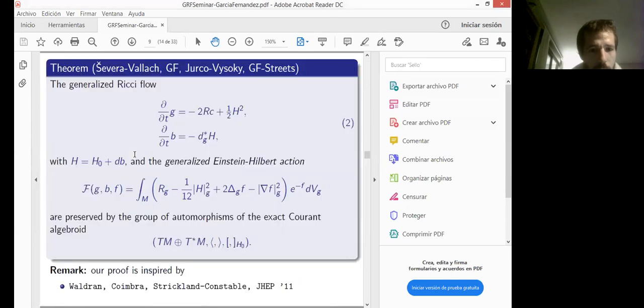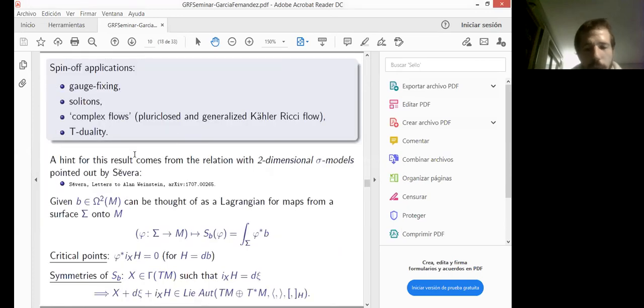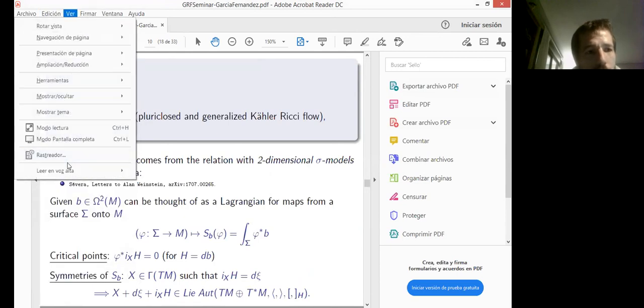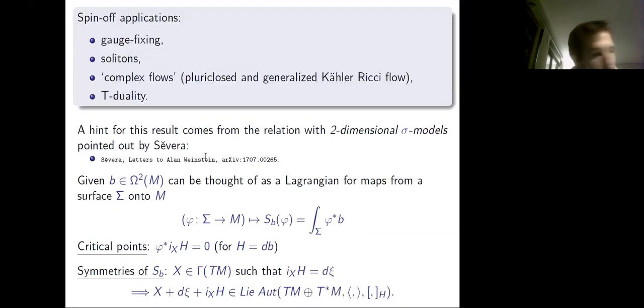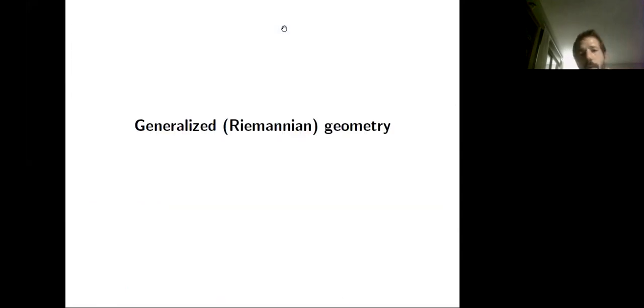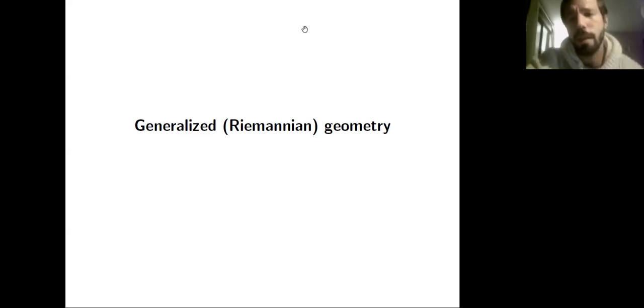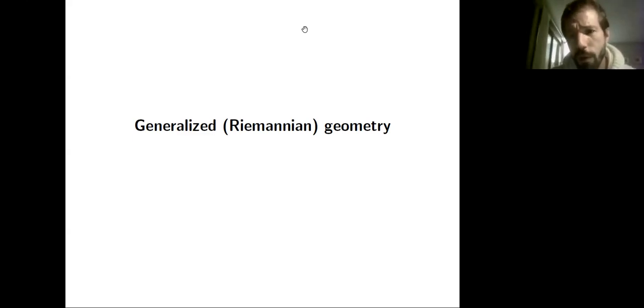Okay, this is where we are. So any further questions about this, or do I move on to the generalized geometry part? Okay, so what I want to tell you about now is the proof of this theorem, which uncovers these natural symmetries of the generalized Ricci flow.